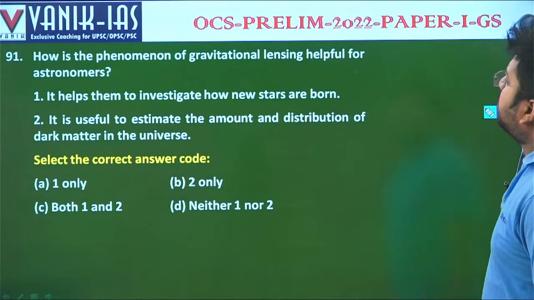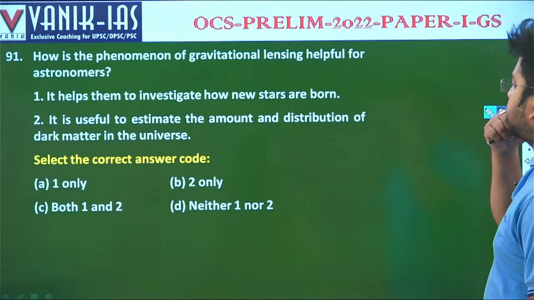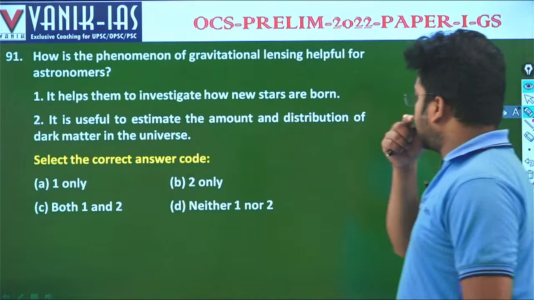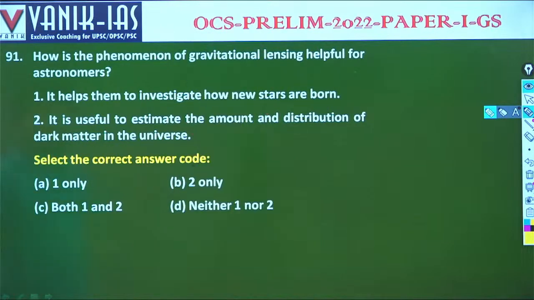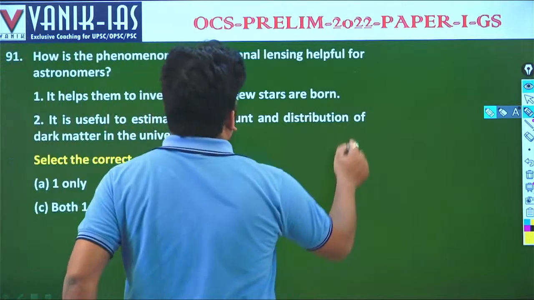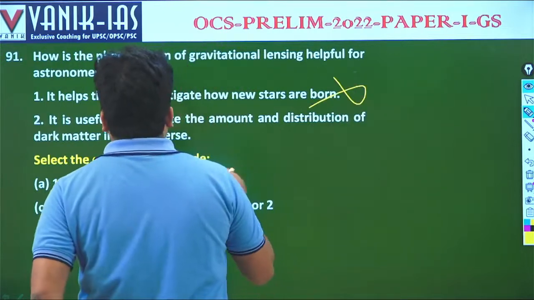How does the phenomenon of gravitational lensing help astronomers? Gravitational lensing helps them to investigate how new stars are born. It is useful to estimate the amount and distribution of dark matter in the universe. How new stars are born, how will that help the astronomers? Obviously, this is wrong. It is to see distant objects.